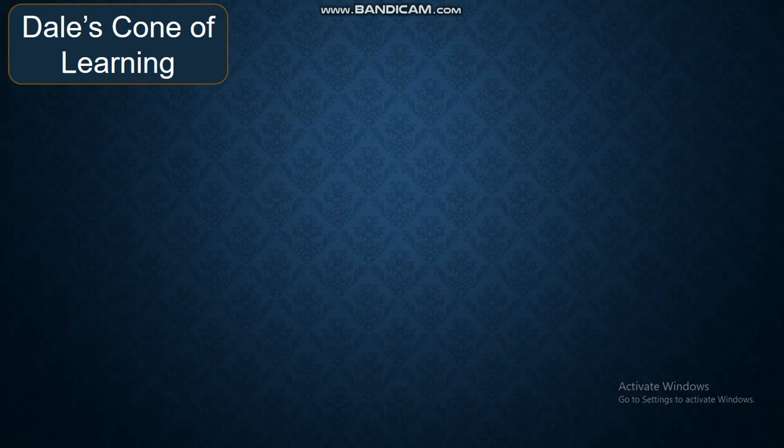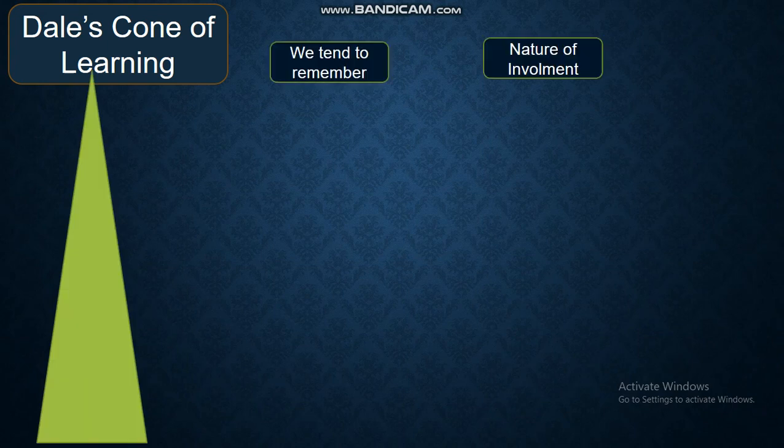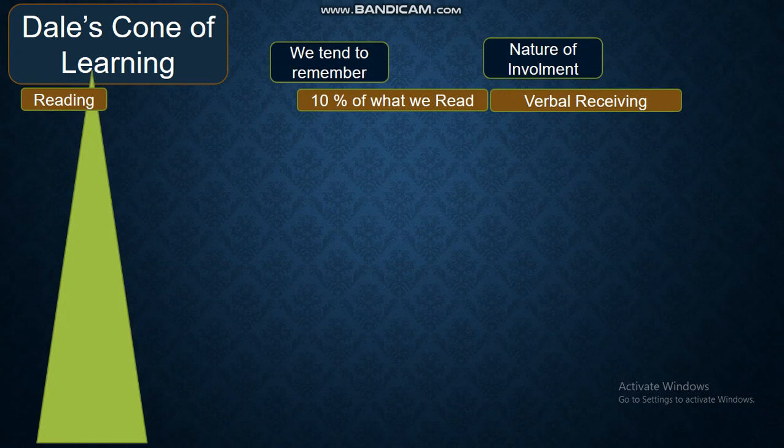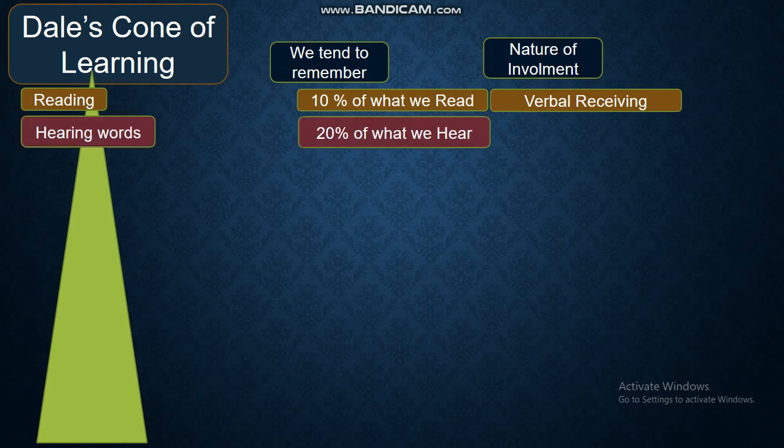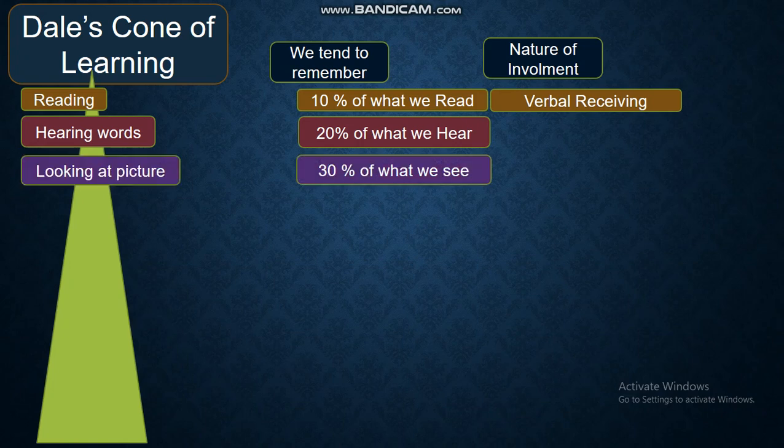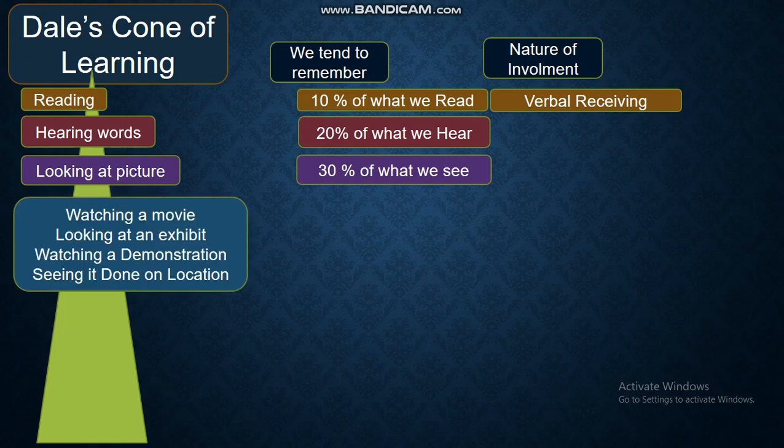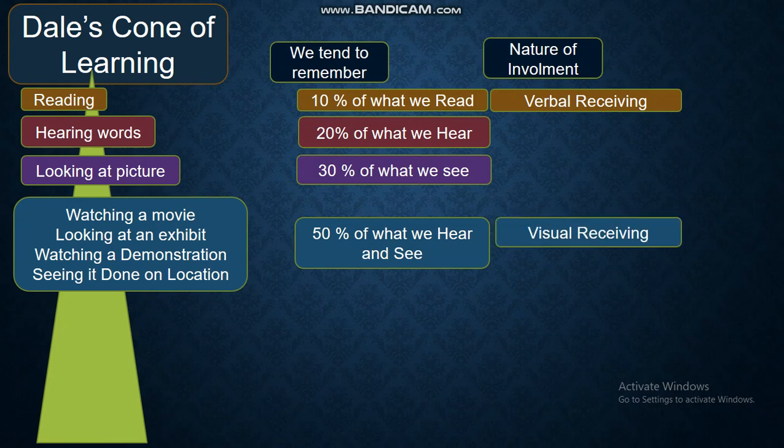Dale's Cone of Learning. We tend to remember based on the nature of involvement. Reading, 10% of what we read. Verbal receiving. Hearing words, 20% of what we hear. Looking at picture, 30% of what we see. Watching a movie, looking at an exhibit, watching a demonstration, seeing it done on location, 50% of what we hear and see. Visual receiving.